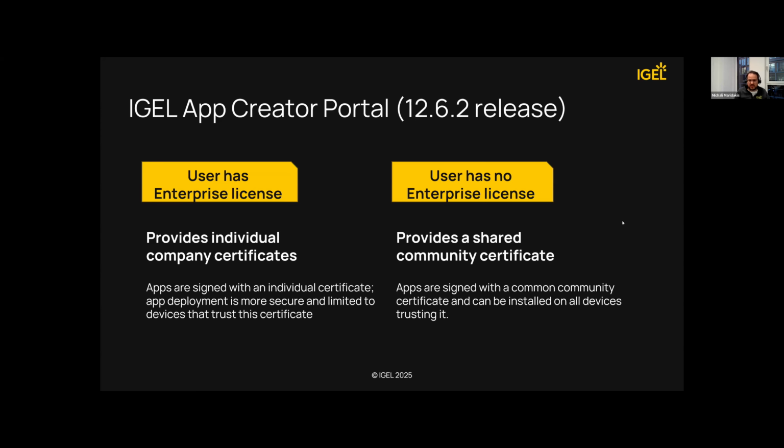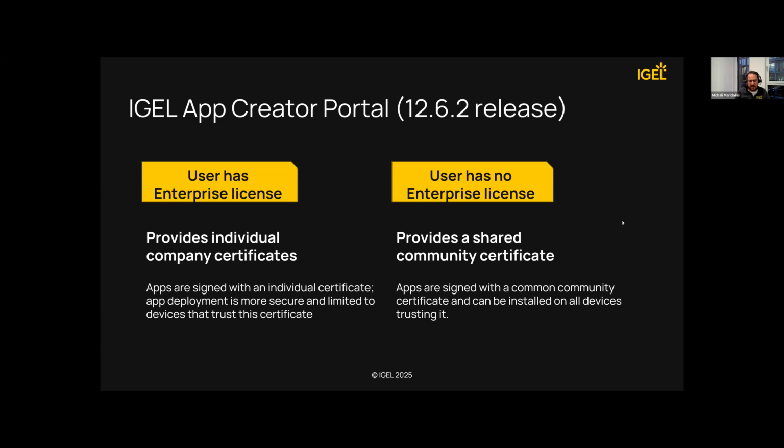If the user has no enterprise license, that means for all other IGEL license levels apart from enterprise, a so-called community certificate will be provided. What is special about the community certificate is that it is commonly shared among the users. Whoever has an app signed with a community certificate can deploy it to his infrastructure. Once he has deployed it to the targeted devices, he can also deploy whatever app was created and signed with that community certificate.